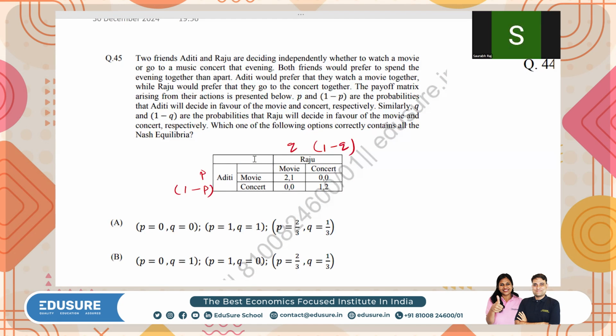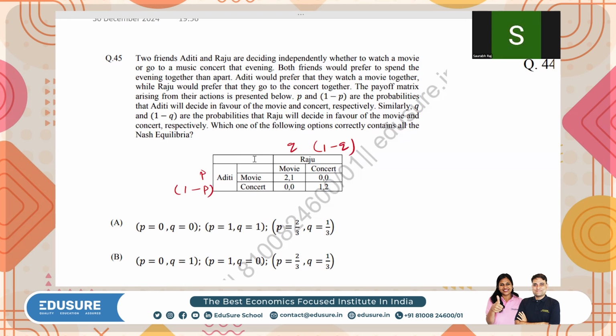So the next question was asked in GATE 2024. Question number 45. This question is basically a question of game theory. There are two players, Aditi and Raju. They are deciding whether to go to watch a movie or attend a concert.